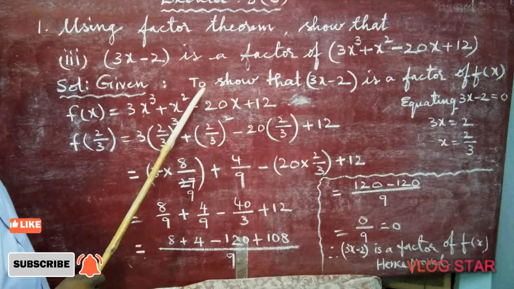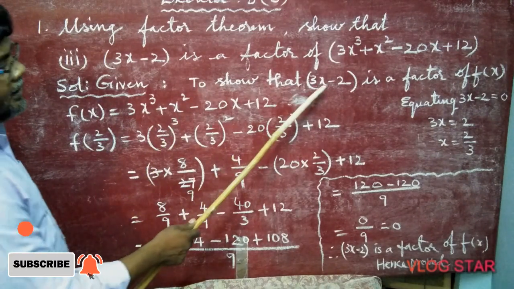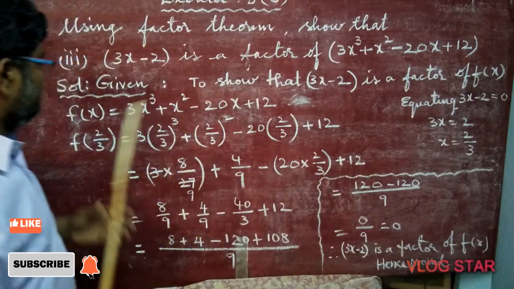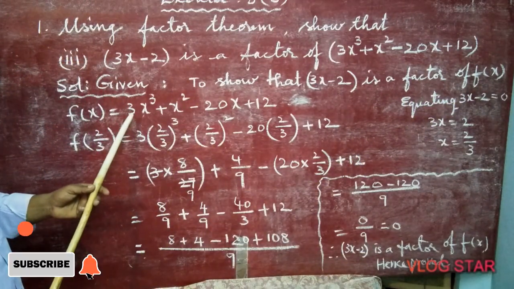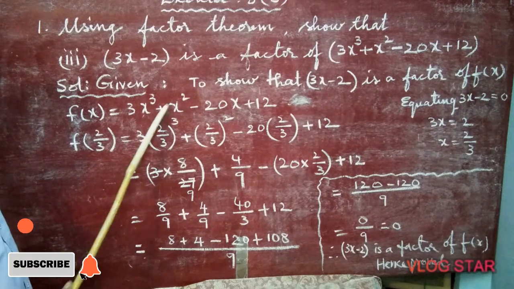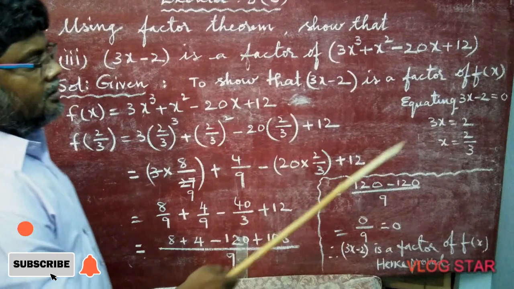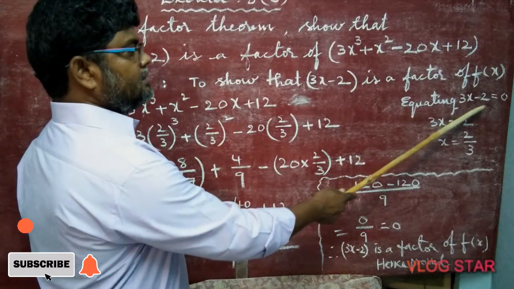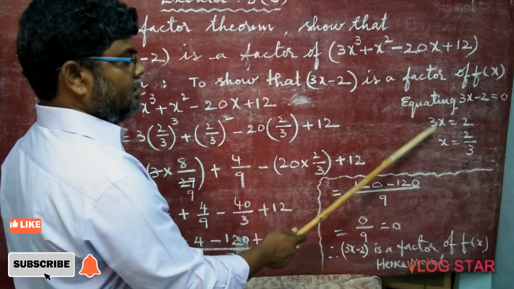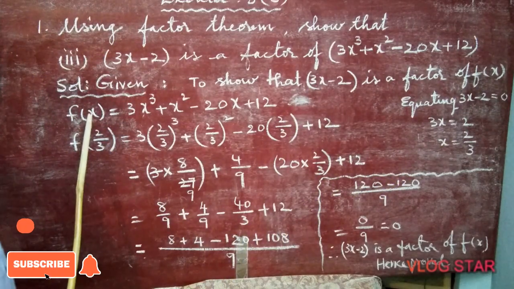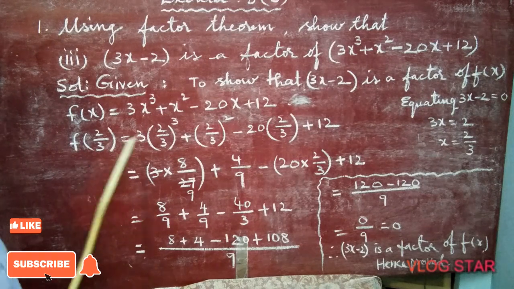Solution given. To show that 3x minus 2 is a factor of f of x. What is f of x? The given polynomial 3x cube plus x square minus 20x plus 12. Equating 3x minus 2 is equal to 0, we get the value of x as 2 by 3. Substitute in the place of x, 2 by 3.